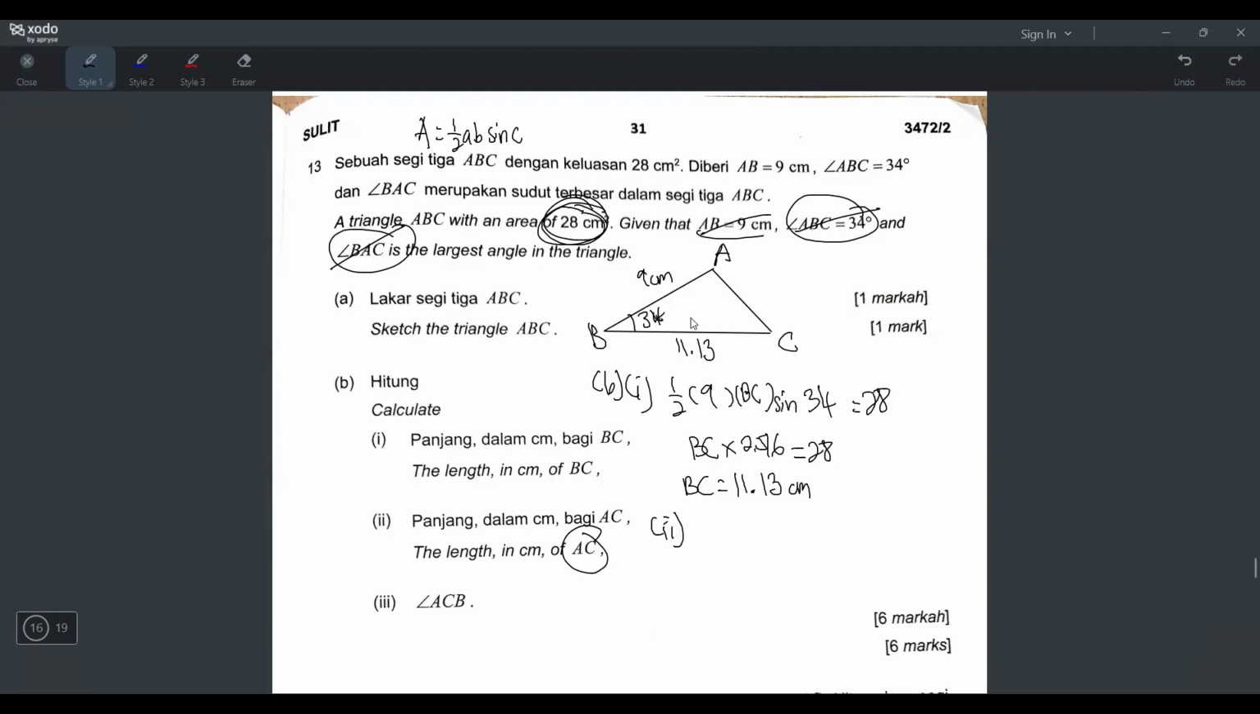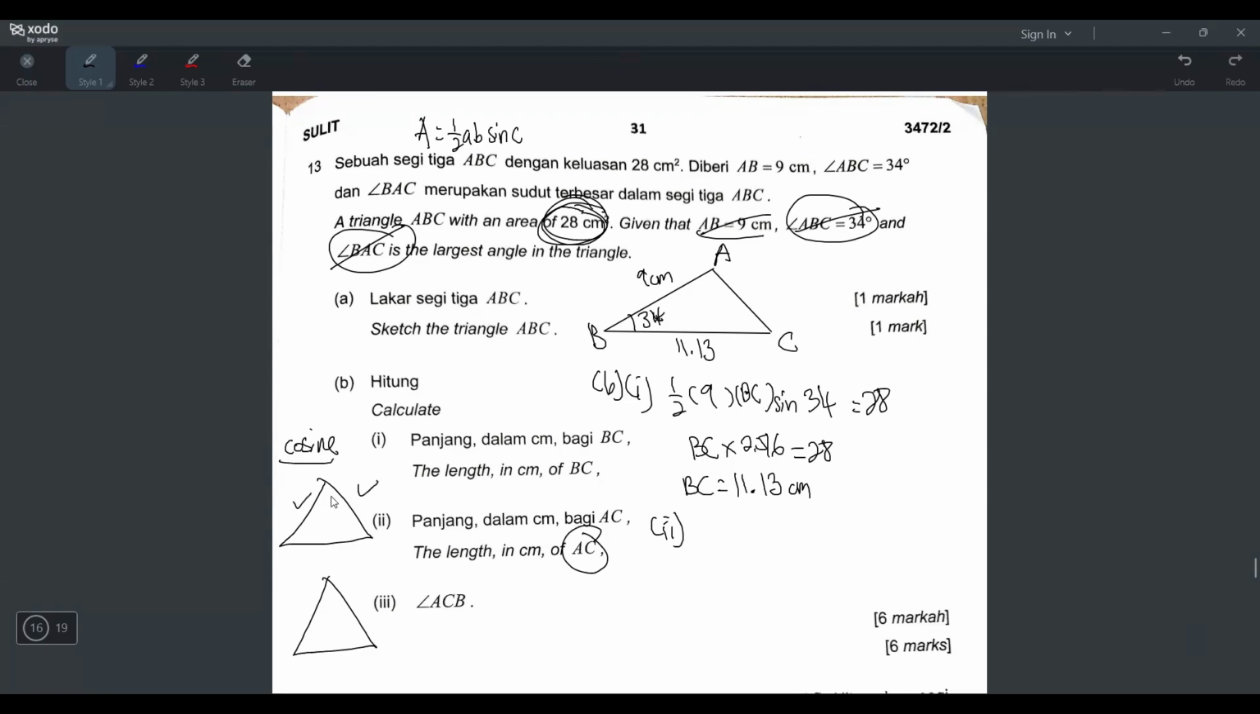Well, you can use cosine rule because this is the perfect case for cosine rule. The way I teach my students is I just tell them to memorize the cases for cosine rule. There are only two scenarios where you use the cosine rule.